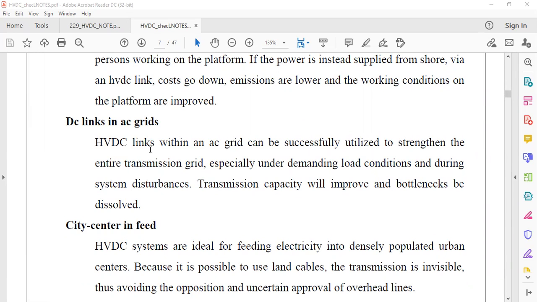Means HVDC links within an AC grid can be successfully utilized to strengthen the entire transmission grid, especially under demanding load conditions and during system disturbances, right? Transmission capacity will improve and bottlenecks will be dissolved, right? And coming to the next one, city center infeed.